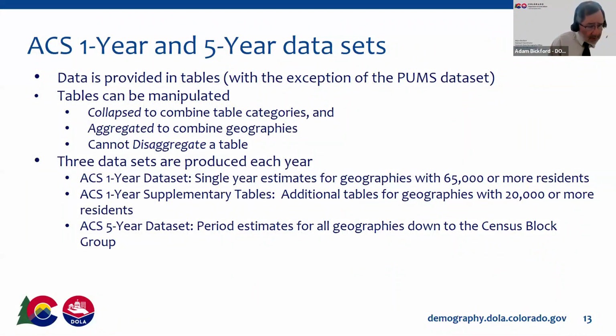So we have three data sets produced by the Census Bureau every year. The ACS one-year data set comes for geographies with 65,000 people or more. There is also a set of supplementary tables for geographies with 20,000 people or more. And then we have the ACS 5-year data, which produces 5-year period estimates for all geographies down to the census block.